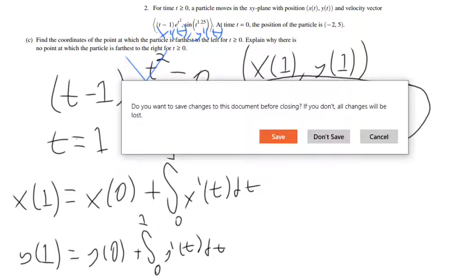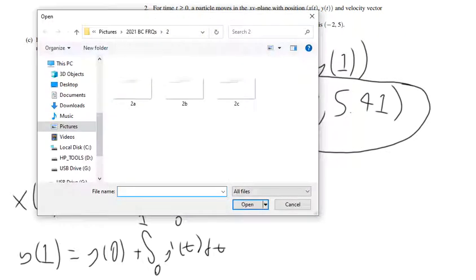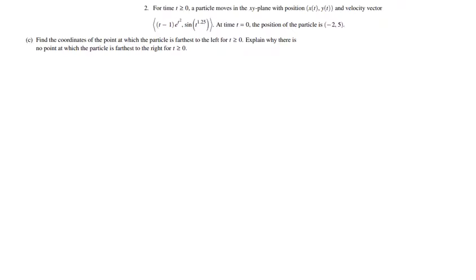All right, now let me get a clean screen so we can think about the final part of this question. Let me label this again. This is x prime of t and y prime of t. So we have to explain why there is no point for which the particle is farthest to the right at t greater than or equal to 0. Well, if there were a point at which the particle were farthest to the right, that means x would have to have a maximum. So basically what we have to show is that x doesn't have a maximum. And in a sense, we've already done that because we've shown that the only critical value is at t equals 1. So we basically have to show that that is a minimum.